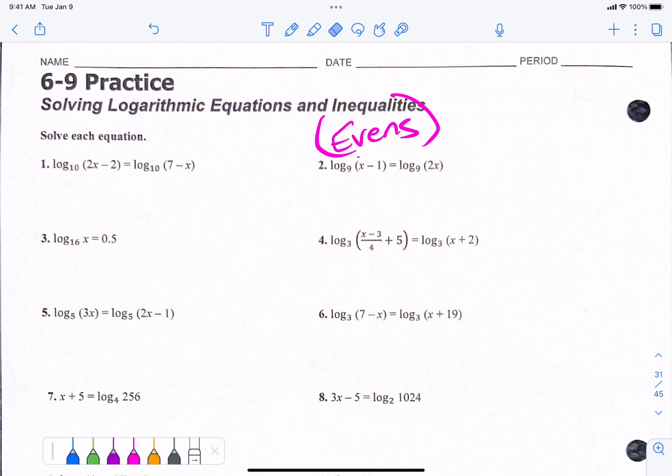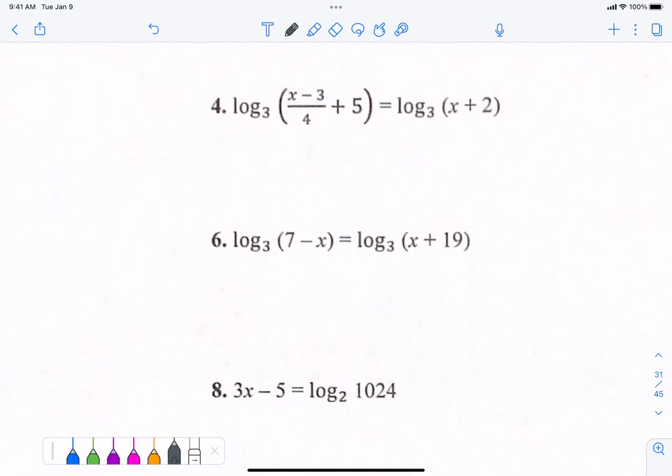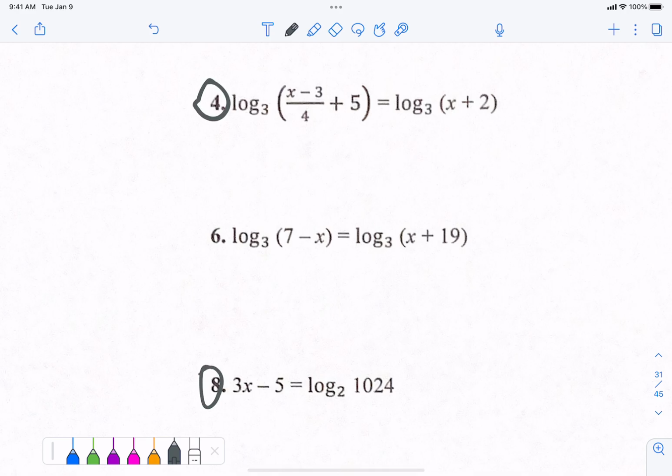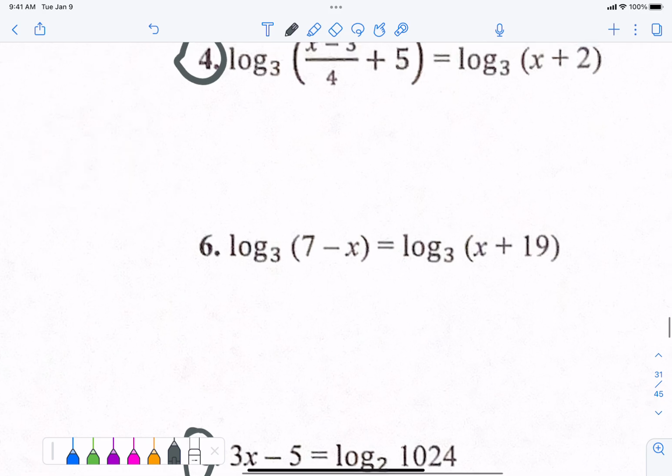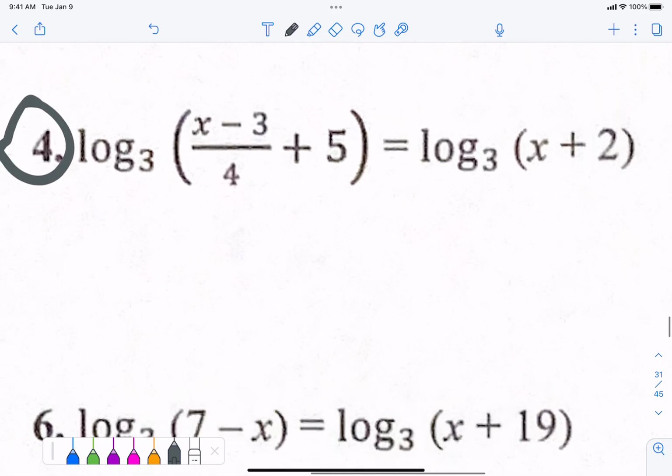Let's do two of them together because these are the tricky ones: number 4 and number 8. On the practice page, look at number 4 real quick, because look at how ugly that is. It's really not that disgusting, actually.